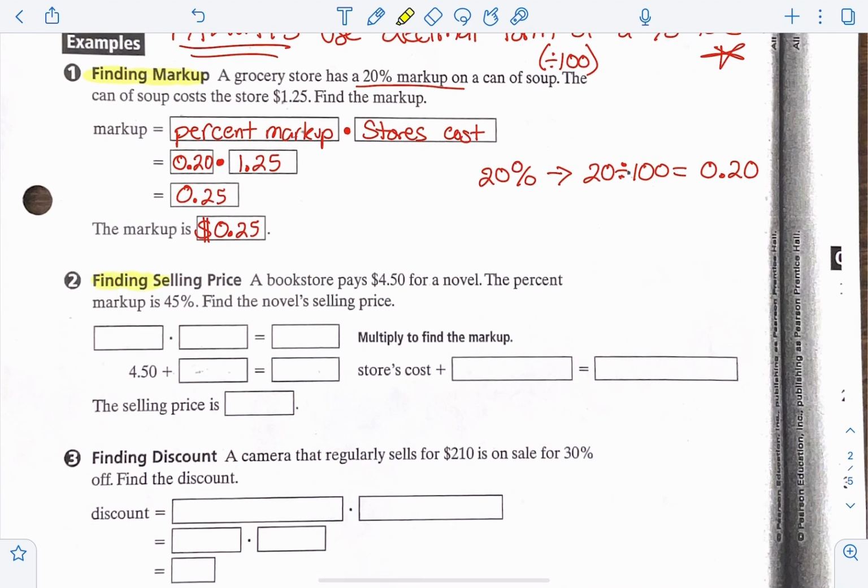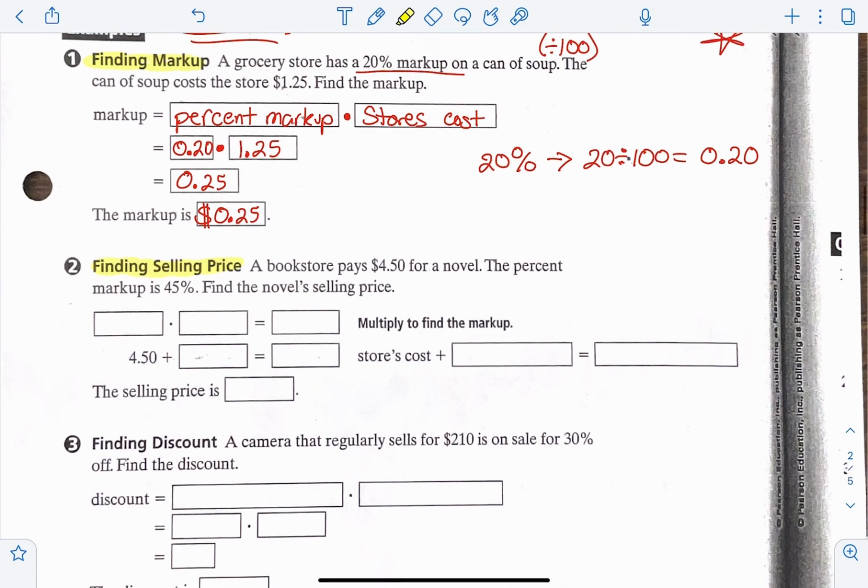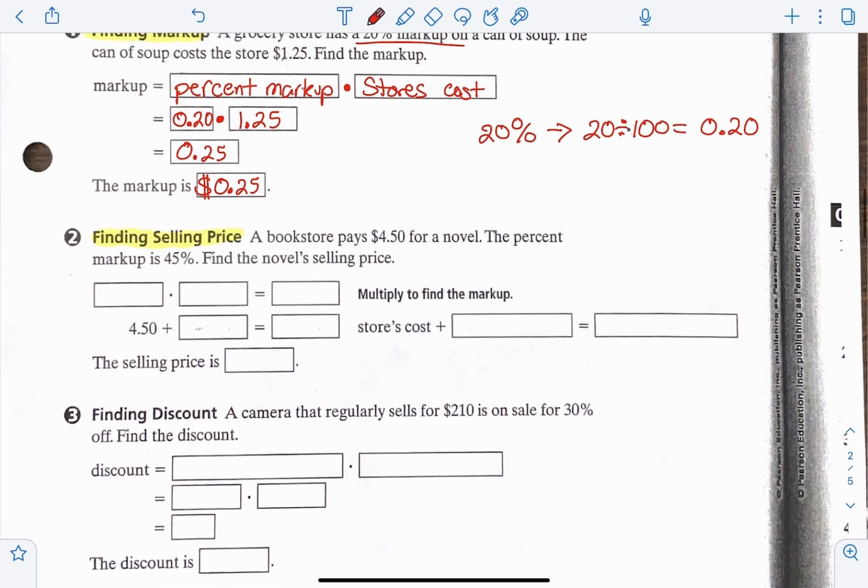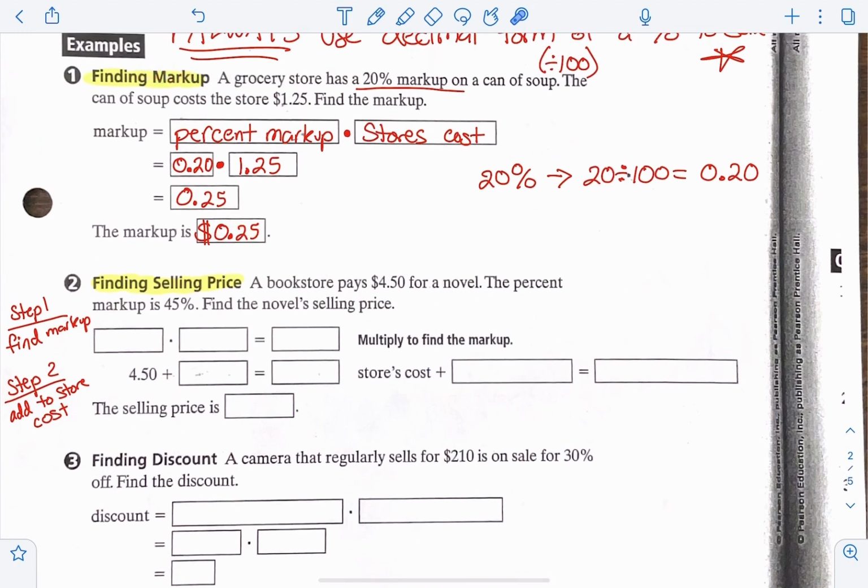Finding the selling price is going to have two steps. Step one is going to be to find the markup, like we just did in the problem above. Step two is going to be to add it to the store's cost. So when all we're looking at finding is the markup, all we care is that they mark it up 25 cents. We don't really care what you end up paying for it because that's not what the problem asked us. For the next one, they're asking you to find the selling price.